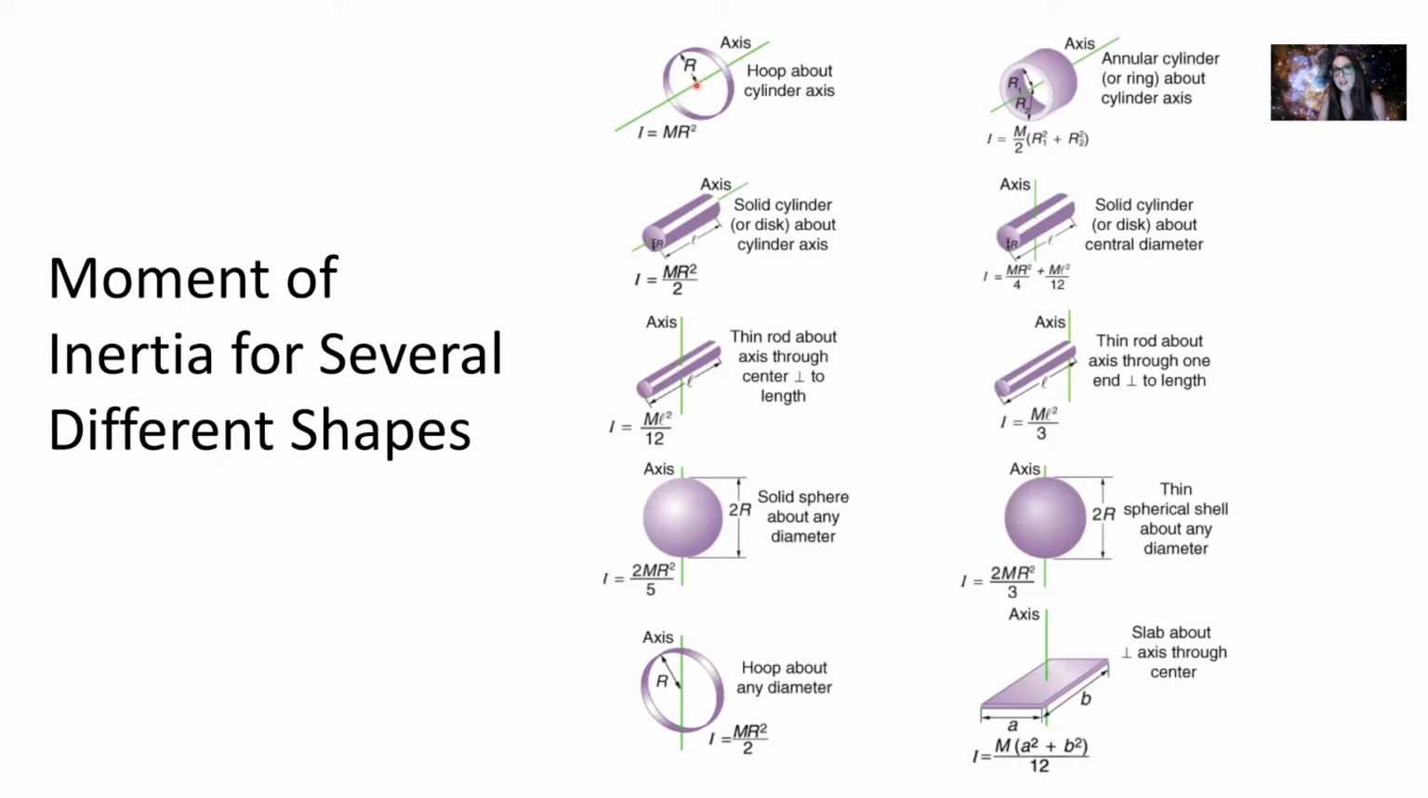The central axis is in here and the hoop is rotating around it. So the moment of inertia of this object is going to be its total mass times its radius squared, okay?